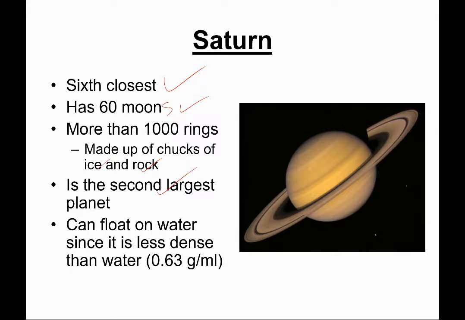It's got a very low density. It says it can float on water. Really, it's just emphasizing the fact that the density of the planet is less than water's 1 gram per milliliter.